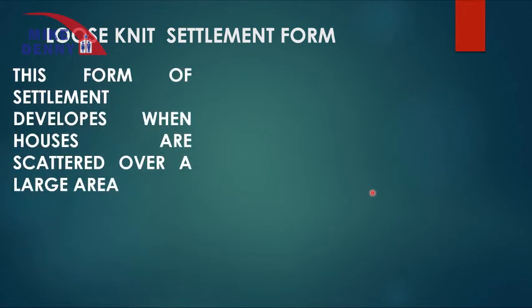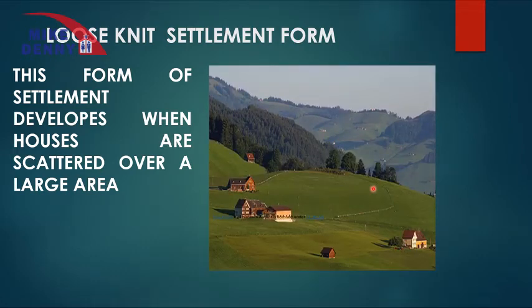Now, talking about the loose-knit settlement form, it is when houses develop in a scattered manner, scattered all over a large area. We have houses which are few, but they are in a large area, and this is favored mostly by the availability of land. As you can see, houses are scattered in different areas, thereby making it to be called a loose-knit settlement.